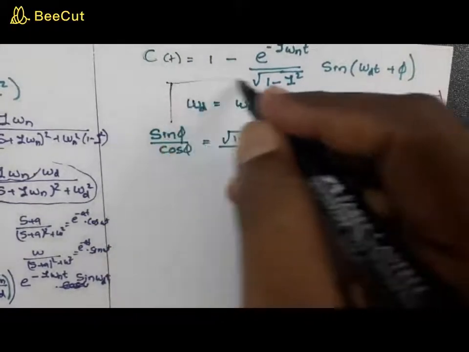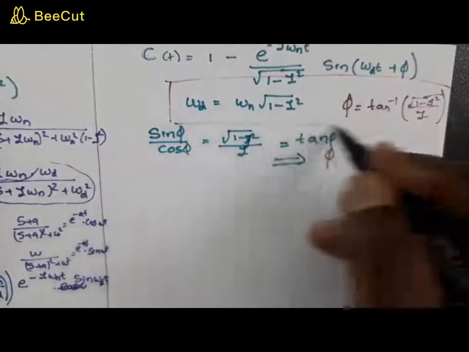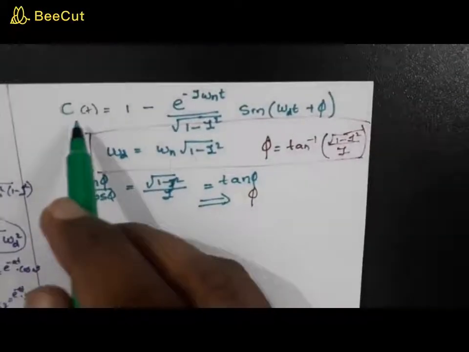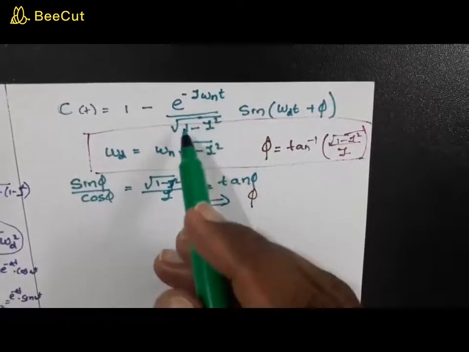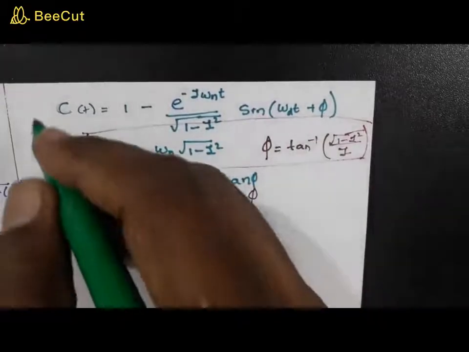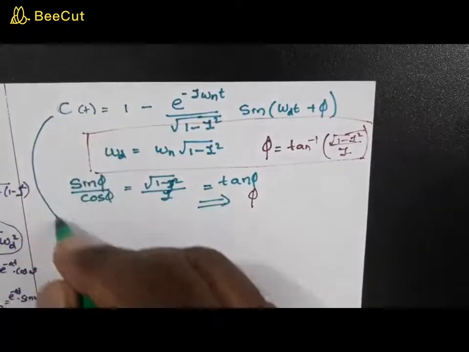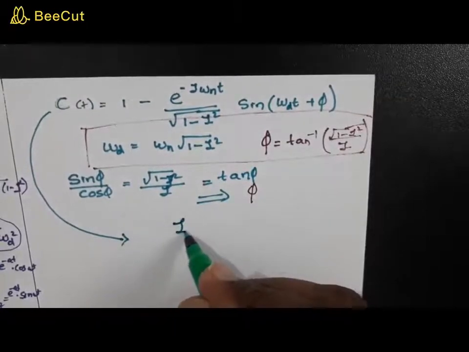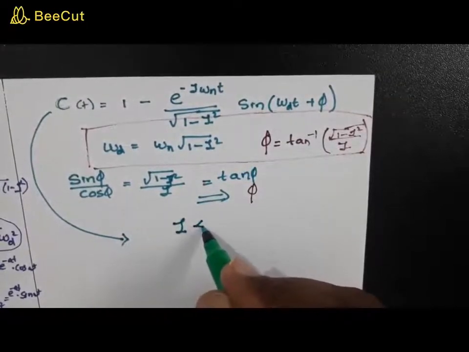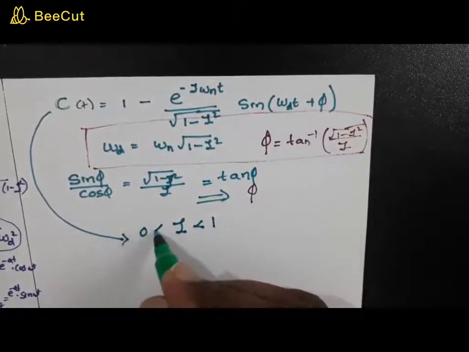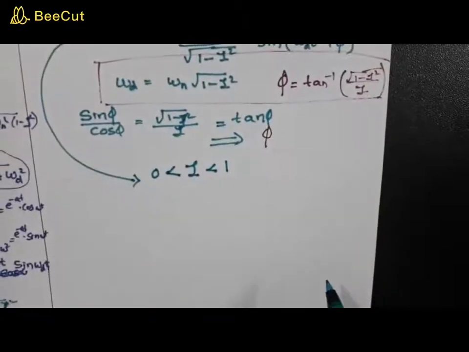Okay, now we got c of t as 1 minus e raised to minus theta omega n t divided by root of 1 minus theta square into sine of omega d t plus phi. So this is actually valid for theta less than 1. Theta lies in between 0 and 1.